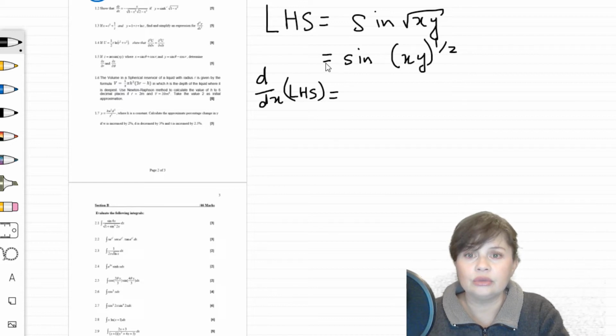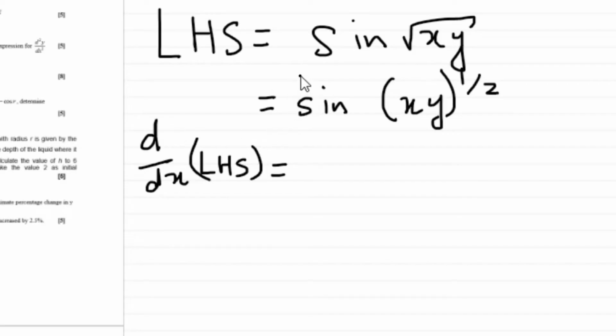So here you need to move all the way from the outside. The first function you're going to hit, let's use green, is your sine function. If you're working from the outside in, it's going to be the sine part. The derivative of any sine function is going to be cosine.